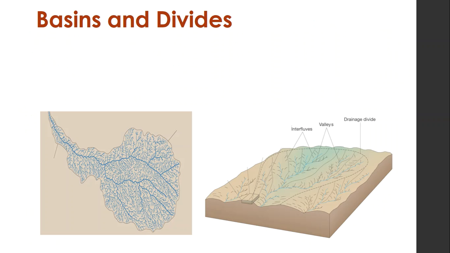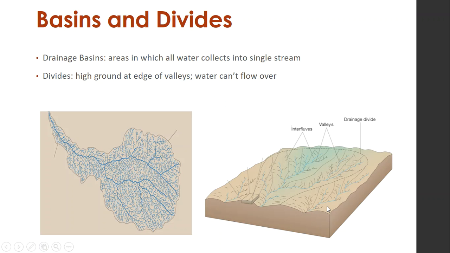So I'm going to talk about something called basins and divides. A drainage basin is an area in which all the water collects into a single stream. This is also referred to as a watershed. Basically here you can see this line. This is a drainage basin. All of the precipitation that falls within this area is going to eventually make its way down into the stream. If it falls on the other side of this, it's going to make its way down into another stream because it's a different part of a different drainage basin or watershed.